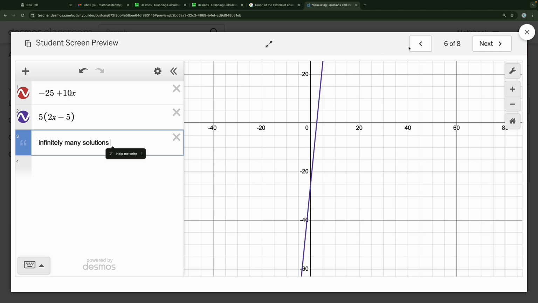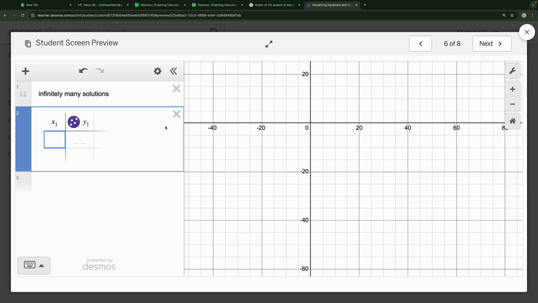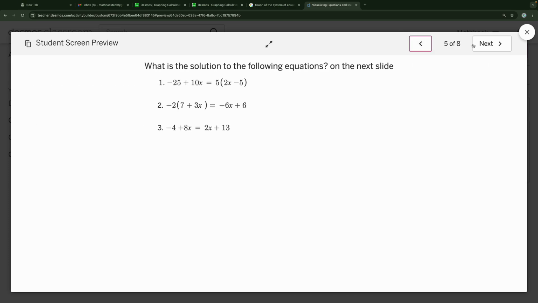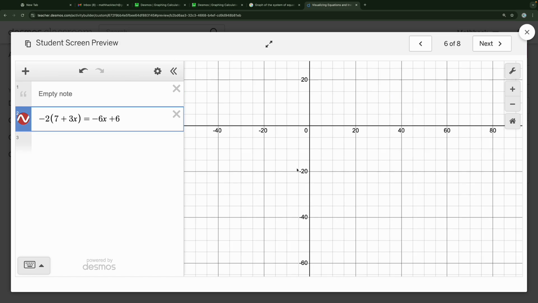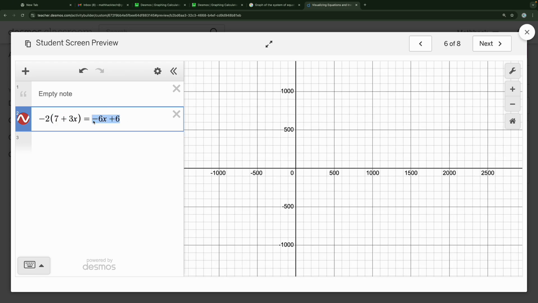Let's look at the second equation. For the second equation, we are going to change this to negative 2 into bracket 7 plus 3x, equal to negative 6x plus 6. And if we look at this solution, when we separate them, because we are not seeing anything, it means that it's a special case. We don't see anything, it means it's a special case. So if it's a special case, we have to separate it.